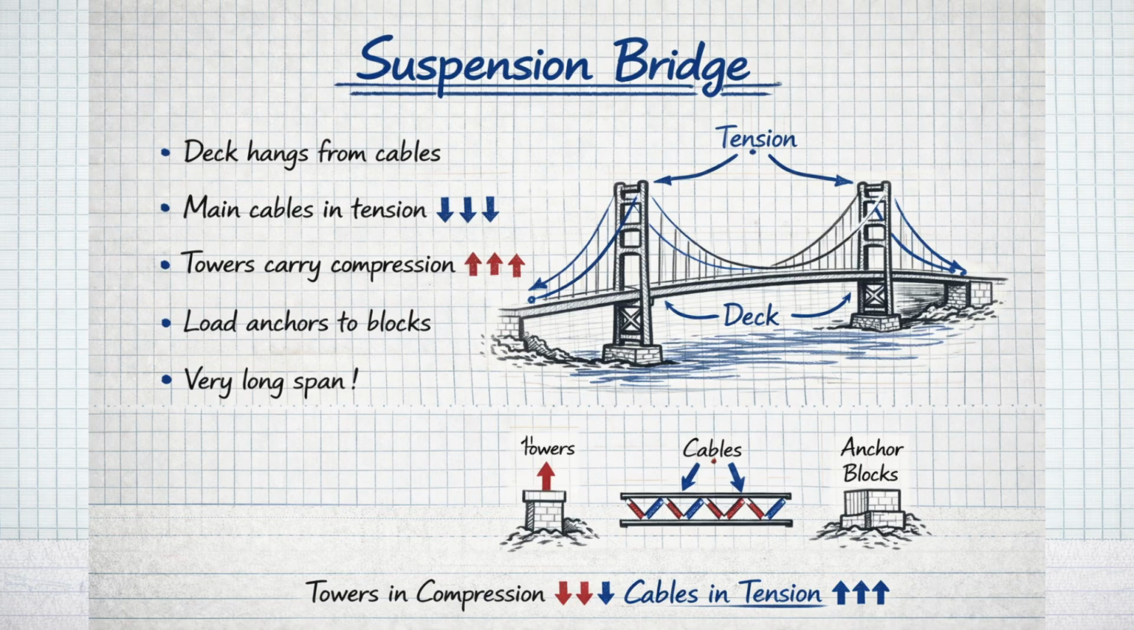4. Suspension bridge. In a suspension bridge, the deck hangs from vertical cables attached to main cables draped over tall towers. The towers transfer the load into the ground while the cables carry tension forces. This system allows the bridge to span extremely long distances. It is ideal for crossing wide rivers or straits.